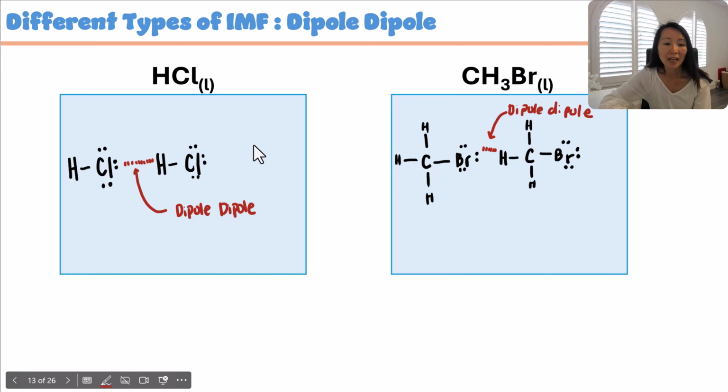Okay. So why is there interaction between these two? Why not between hydrogens? Why not between this hydrogen and this hydrogen? That's because this polar molecule over here has chlorine, and that chlorine has a high electronegativity in comparison to hydrogen. So therefore, it carries a partially negative charge.